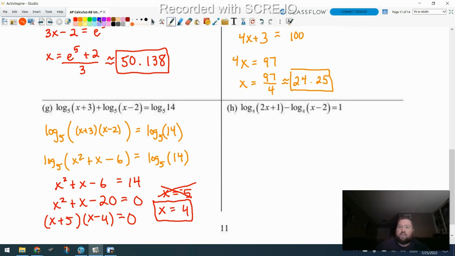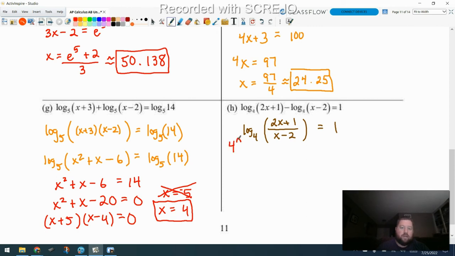All right, so H is very similar, except we're going to have to use the quotient property. So this is going to turn into log base 4 of (2x plus 1) divided by (x minus 2) is equal to 1. All right, and then this time we can't just say set this equal to that, because this side doesn't have a log over here. So we actually have to go through that process where we exponentiate.